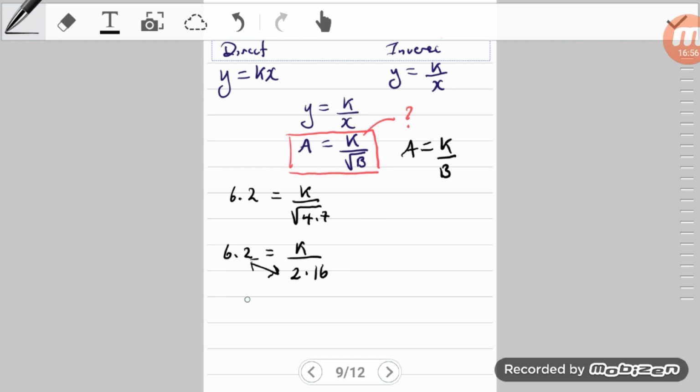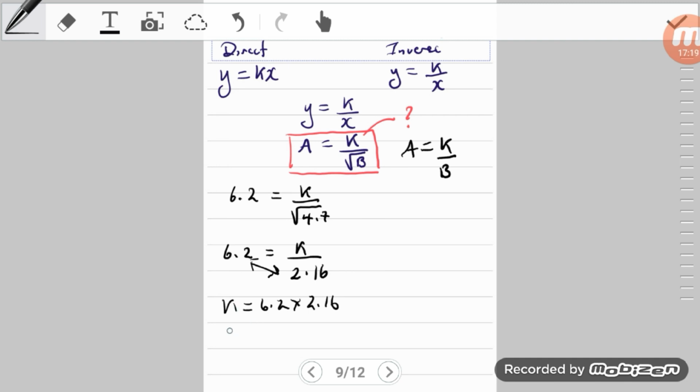and so that works out nicely here to be equal to, let's see here, let's delete here. So that's 2.167 multiplied by 6.2, and that works out to be 13.44. So K is equal to 13.44. This is our constant of variation.